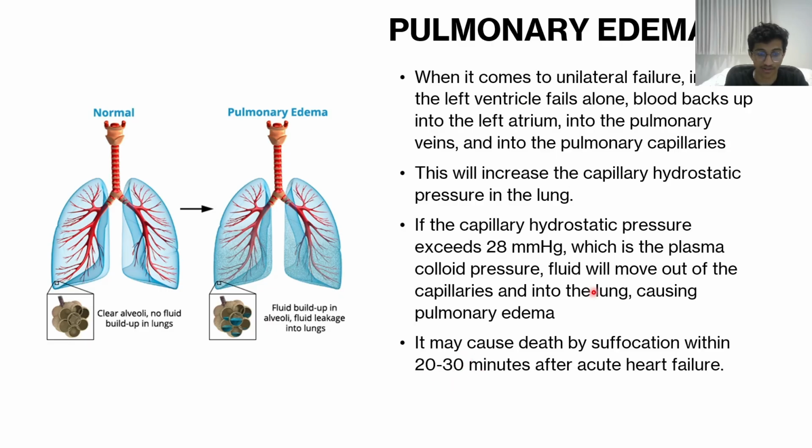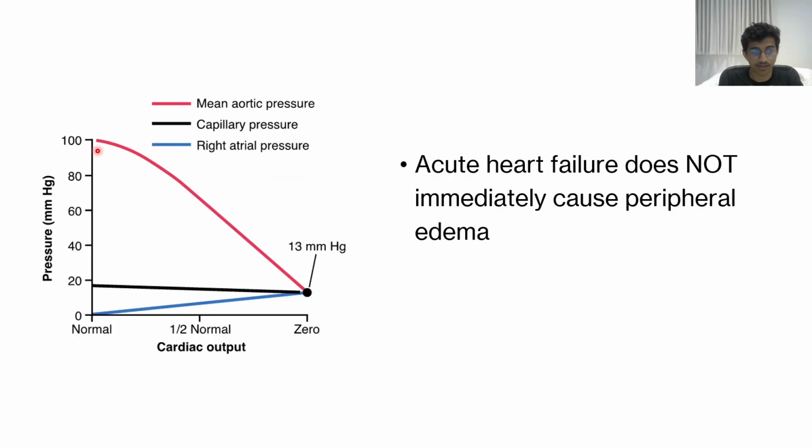within half an hour. So in acute heart failure, what happens is mean aortic pressure drops and right atrial pressure increases, and since mean aortic pressure drops, this will cause the capillary pressure to drop too, from 17 to 13. At some point, they will all converge at 13 millimeters of mercury, this specific pressure. Now, this happens later into heart failure. So, for this reason, acute heart failure does not immediately cause peripheral edema.